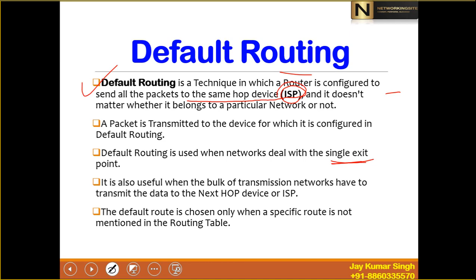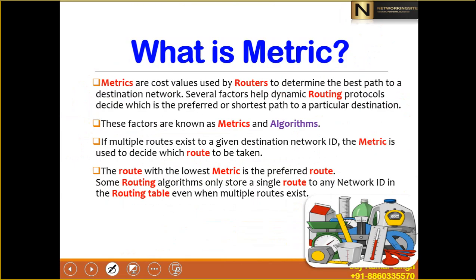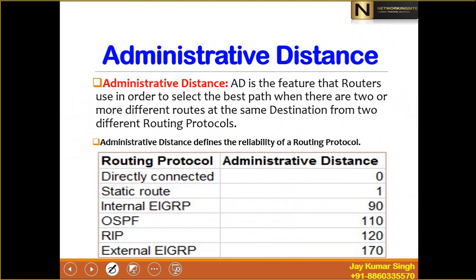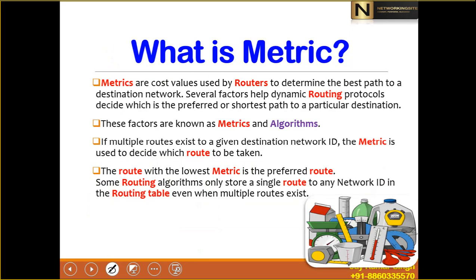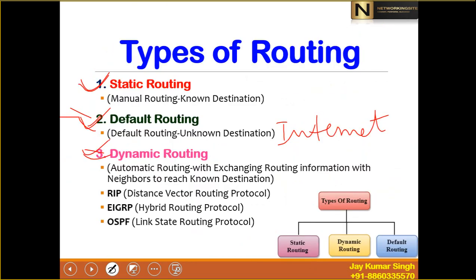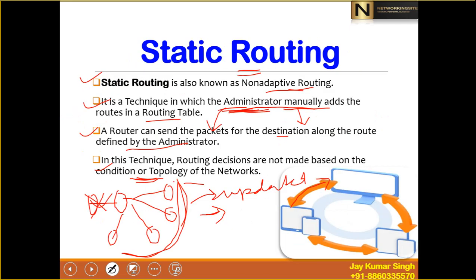Now, if you have static routing and default routing both configured for the same destination, static is better as compared to default. See how? Static administrative distance is 1, and default administrative distance is also 1. But static is preferred over default. We'll come to know while configuring.